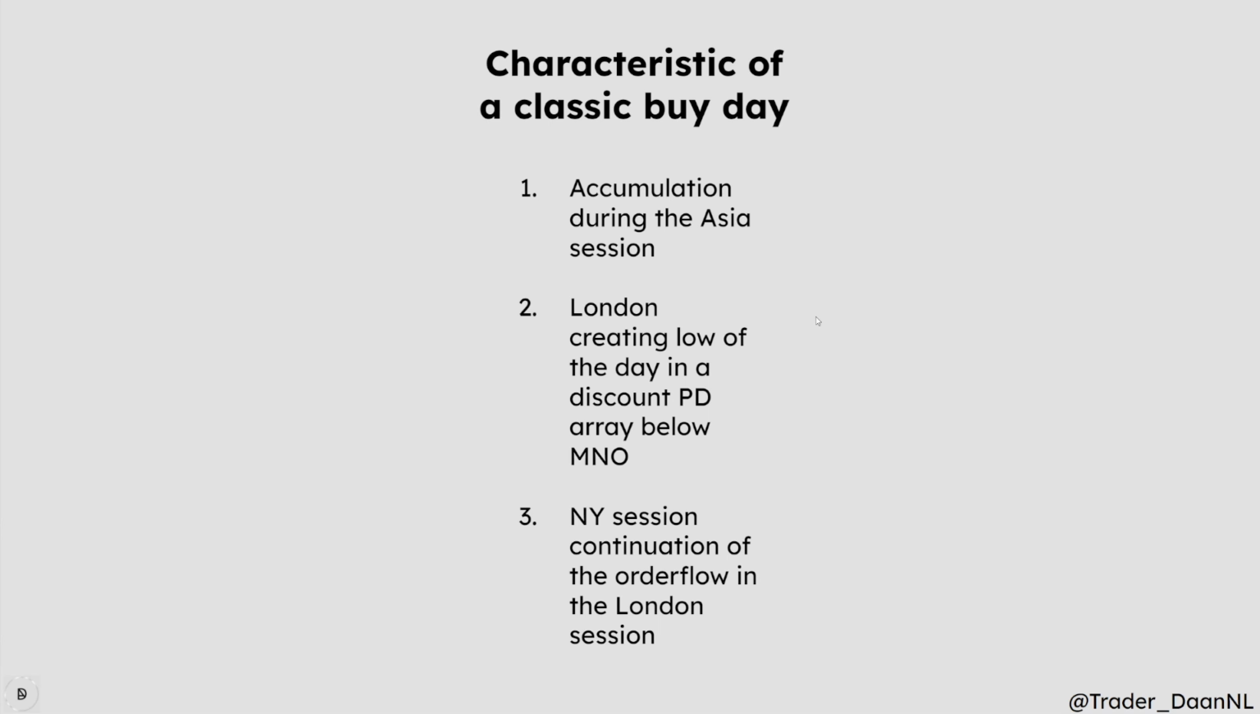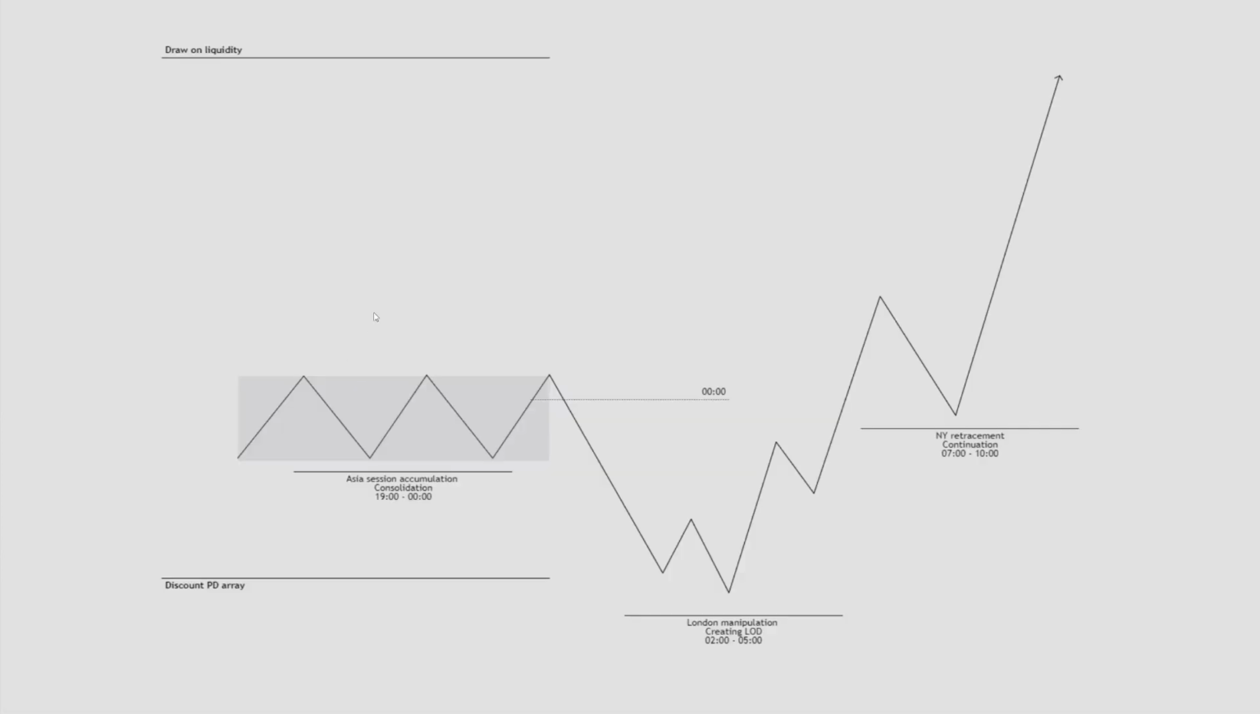The final point is you want to see a continuation of the order flow that was created in the London session. I've defined those characteristics into a schematic. You can see that over here we are accumulating during the Asia session. After the New York midnight open price, we can see that price traded heavily downwards into a discount PD array.